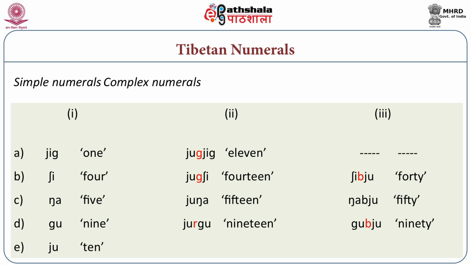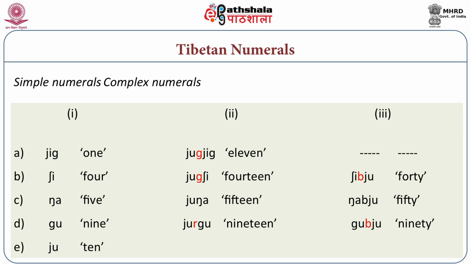There is, however, a consonant which is inserted between the 2 morphemes. Incremental consonant. In the first 2 words, 11, 14, we have a g, which is not present in column 1. We also have an r, which is not present in column 1.